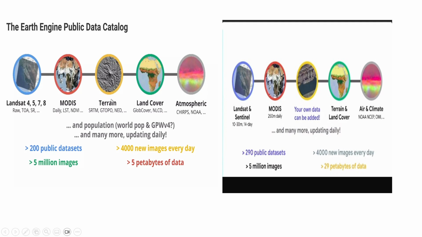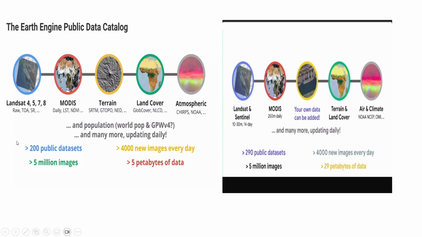And also you see here the terrain datasets, suppose NASA SRTM, NED, and GTOPO datasets, and the land cover datasets, that means GlobCover, ESA, or NLCD. And also the atmospheric datasets, suppose CHIRPS, which indicates the precipitation dataset, and NOAA datasets. Lots of atmospheric datasets are available, and they are updating daily.